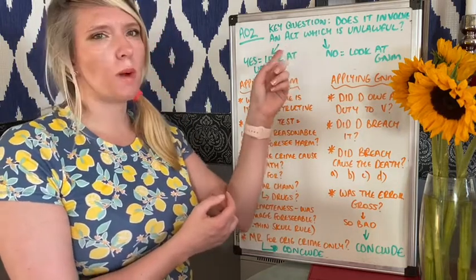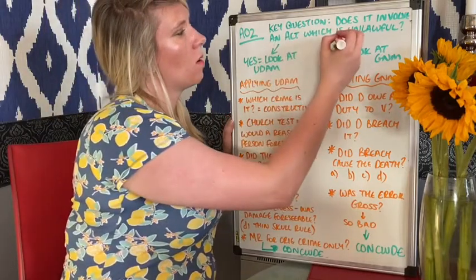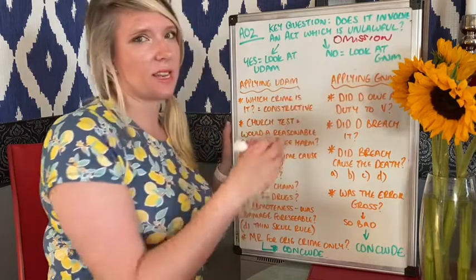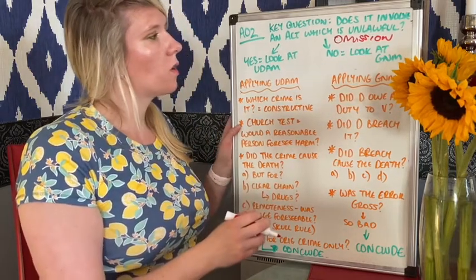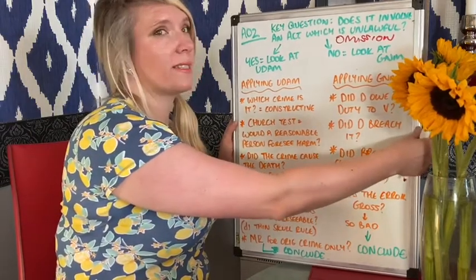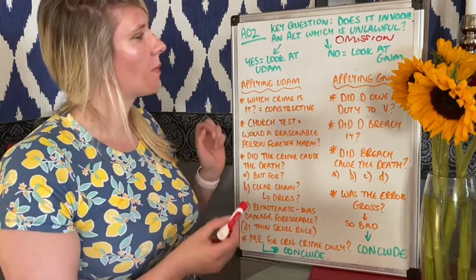So straight away, if it's an omission, we need to go here because that's not an act. An omission is a failure to act. So if they have not done something when they really should have, or the law says they should have, then you need to look at gross negligence manslaughter.